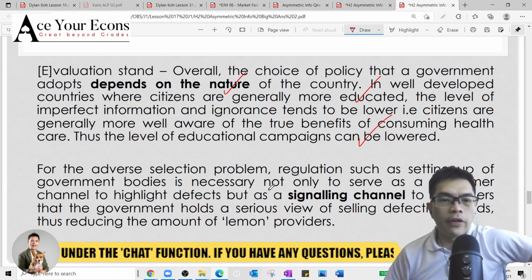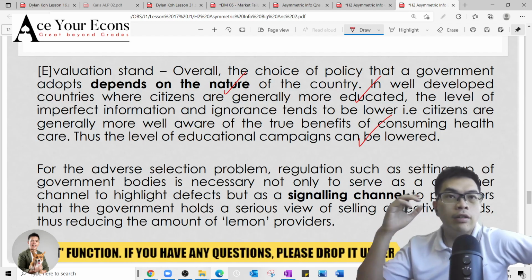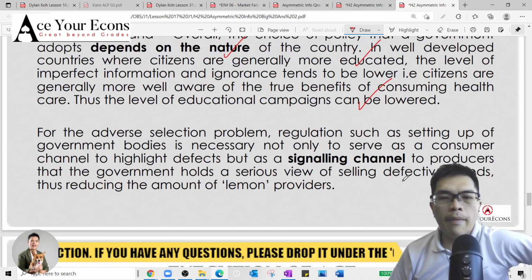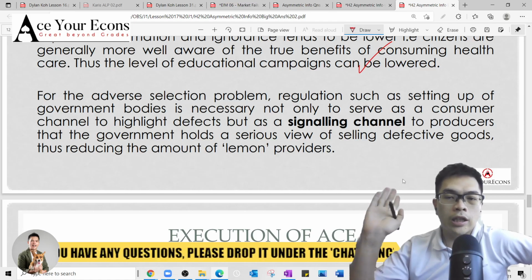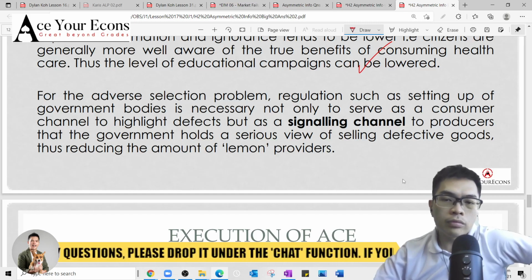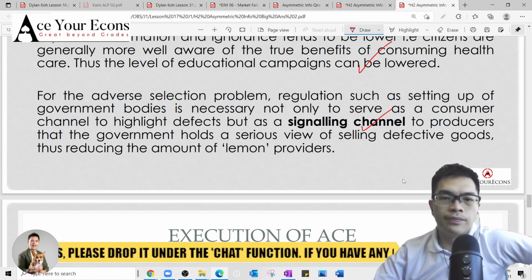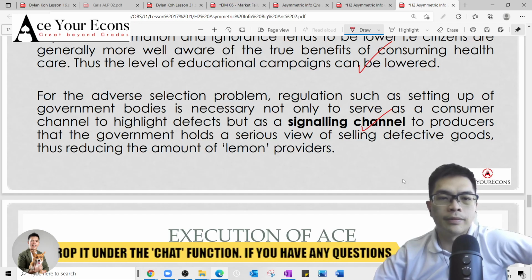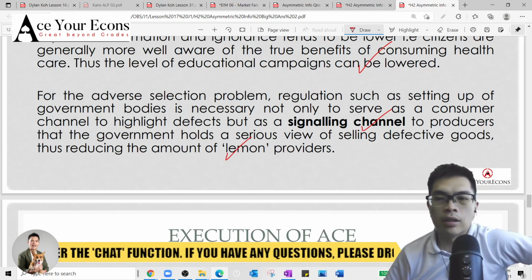Likewise, for adverse selection, regulation such as setting up government bodies does not only serve as a regulation body, but it also serves a dual purpose. Maybe I'll explain the dual purpose in a while, but you probably want to emphasize this regulation. Why? Because it sends a positive signal to the producer that the government takes a serious view of selling defective products, and they want the providers to think twice before selling defective goods.